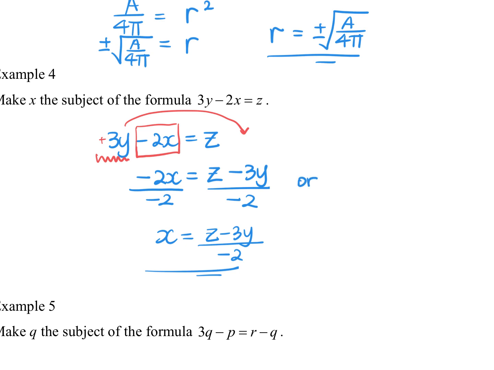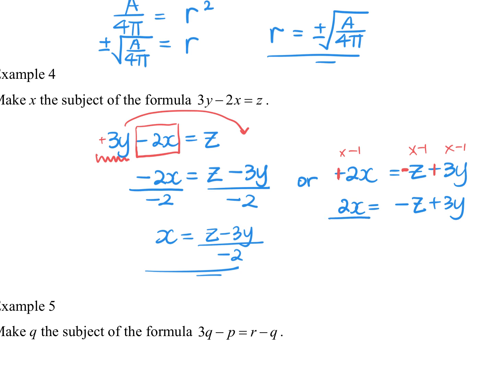Or some of you who are slightly better at manipulating algebra, what you can do is try to make x positive by changing sign. So I'm going to multiply by negative 1 on all terms. So I shall change sign, change sign, change sign. And that will give me 2x equals to minus z plus 3y. After that, I'll divide by 2, divide by 2.